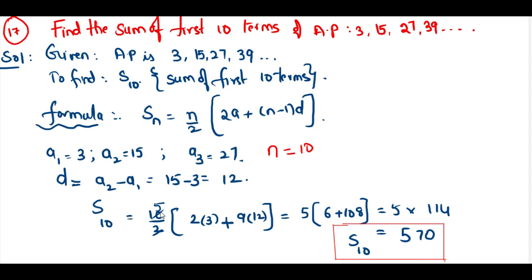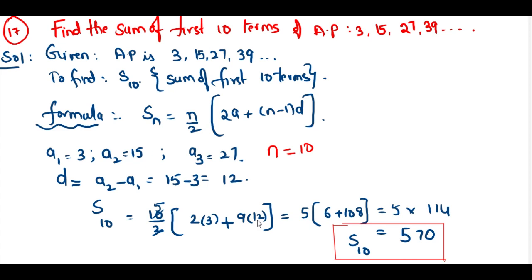So we can find S10. So S10 is equal to n by 2, means 10 by 2, into 2 into a. What is the first term? 3. So 2 into 3 plus 10 minus 1, n minus 1 is 10 minus 1. So 10 minus 1 will give us 9 into d value is 12.